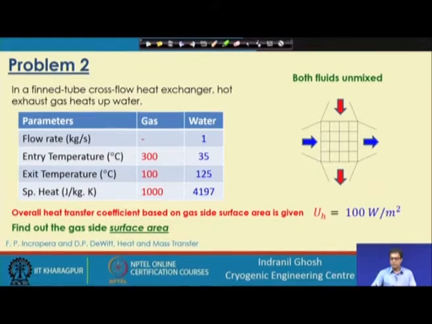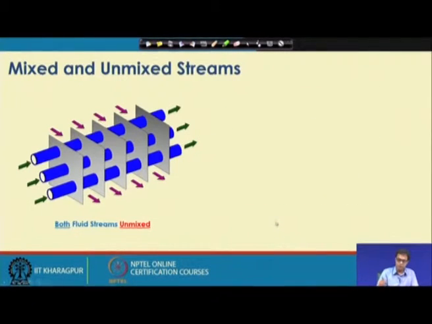So, before going into the details of this problem or trying to solve this problem, we just want to mention what is meant by both fluid unmixed, because this will time and again come that some of the fluids are mixed, some of the fluids are unmixed. So, we just want to clarify this one before we go to the next slide, solution.